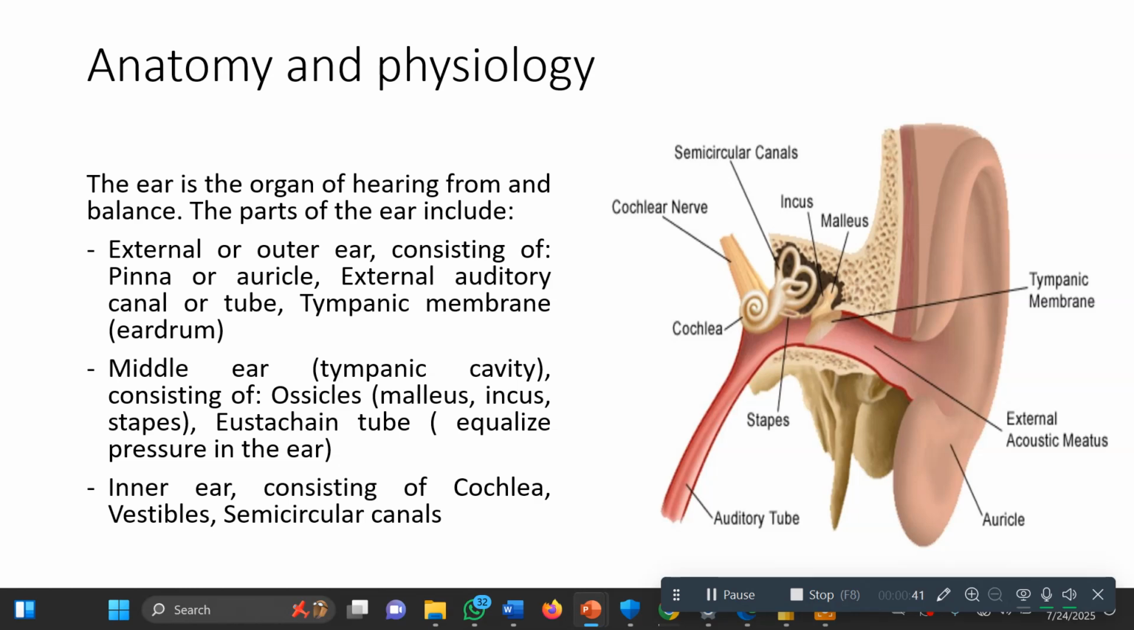Anatomically, the ear is the organ of hearing and balance. The parts of the ear include the external or outer ear, consisting of the pinna or auricle, the external auditory canal or tube, and the tympanic membrane or eardrum. The middle ear consists of the tympanic cavity, which contains the ossicles, the malleus, the incus, and the stapes, and the eustachian tube. The inner ear consists of the cochlea, vestibule, and the semicircular canals.